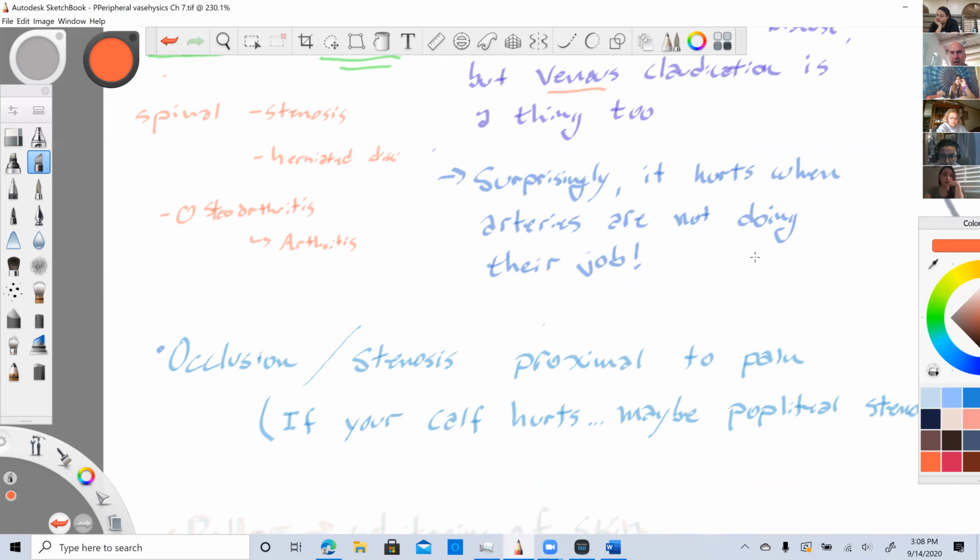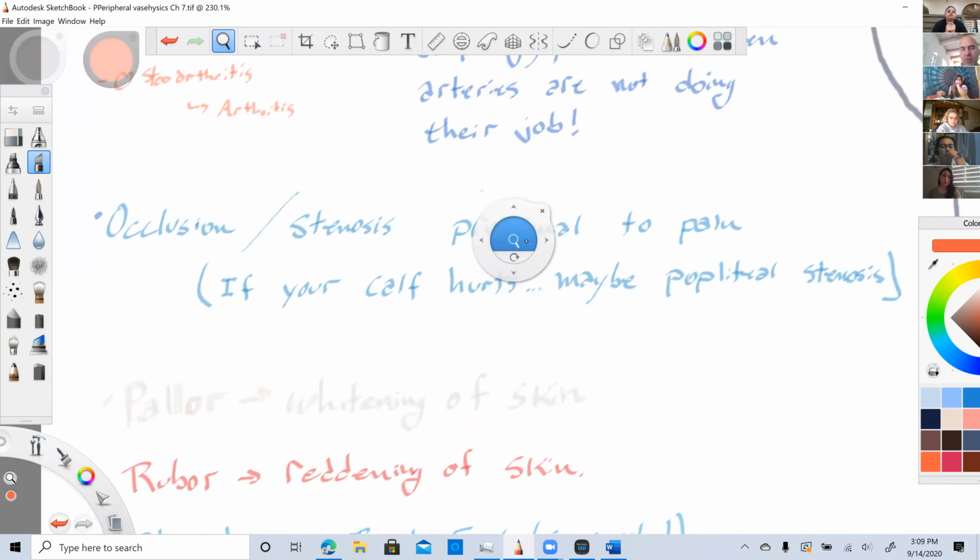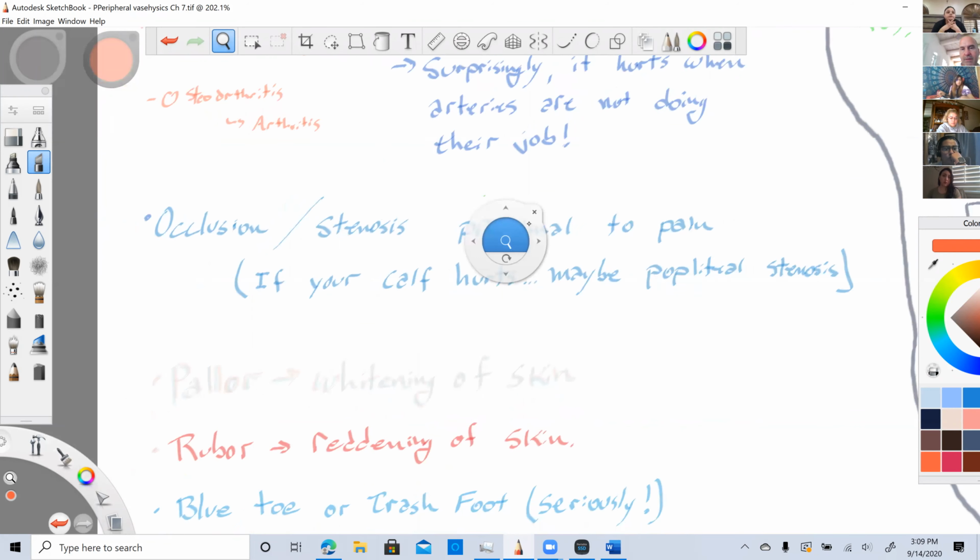Surprisingly, and that's a little bit tongue-in-cheek, it hurts when the arteries are not doing their job. It hurts like hell when blood does not flow normally. Of course, that includes torsion. Torsion of any organ is incredibly painful. Well, occlusion and stenosis kind of has the same effect. It's almost, blood's not getting to where it needs to be.